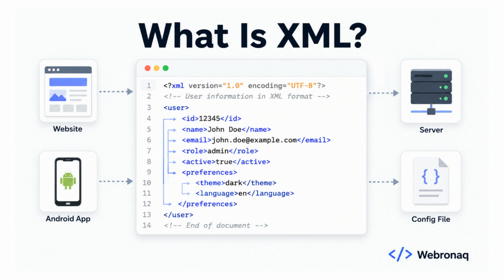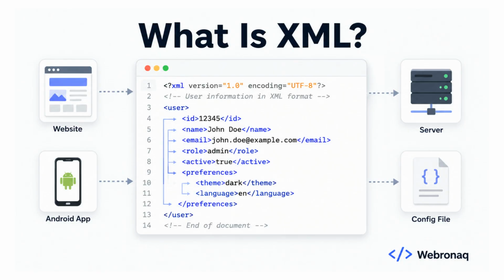Hello friends, in this video we're going to understand what XML actually is, why developers created it, and why systems still use it even after formats like JSON became popular. XML stands for Extensible Markup Language. The important word here is extensible. It means you can create your own tags to describe data in a structured way.